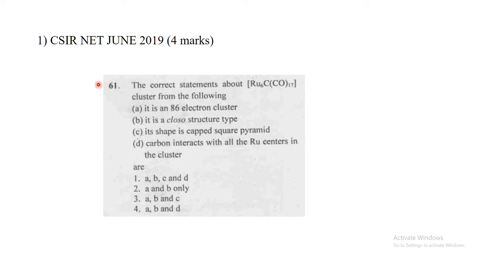So our first question is: the correct statements about the given metal cluster, from the following statements, is. The first statement is, it is an 86 electron cluster. Number B, it is a closo structure type. Number C, its shape is capped square pyramid. Number D, carbon interacts with all the ruthenium centers in the cluster.